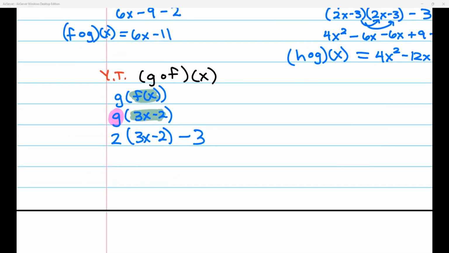All right, what do I end up with? I end up with 6x minus 4 minus 3, which is 6x minus 7. That is my g after f of x.